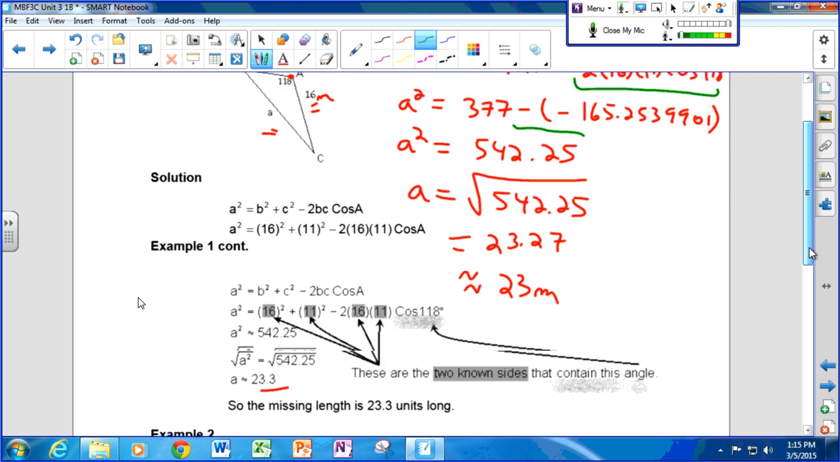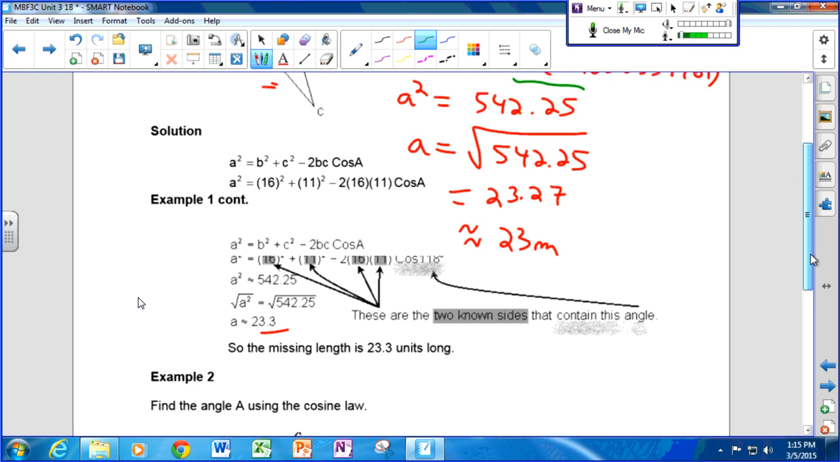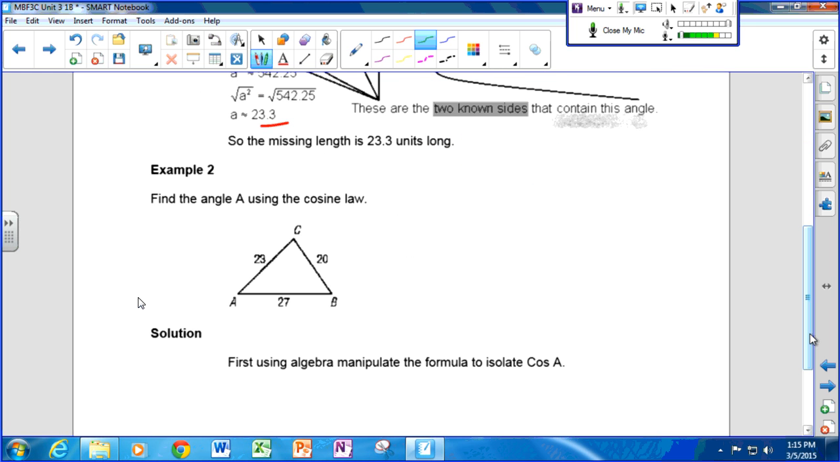All right, well, that was a case where we were trying to find a missing side, which is the pretty typical way of using the law of cosines. Now, things get a little more ugly when we're trying to find an angle with it, because we have to rearrange the formula. Okay, so they, I'm sure, have a very clever way of manipulating the formula. So I'm going to show you how that works before we get too far into it.